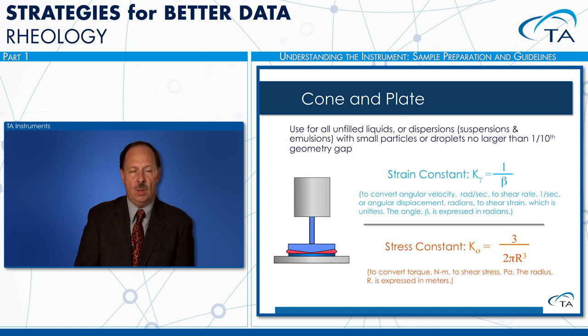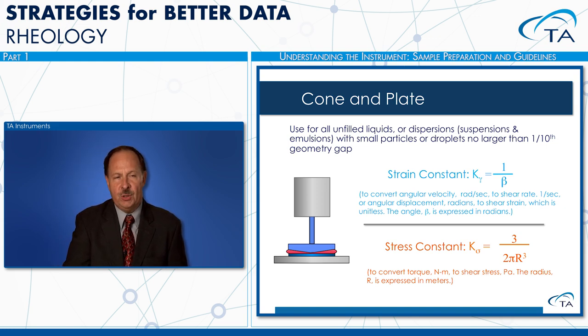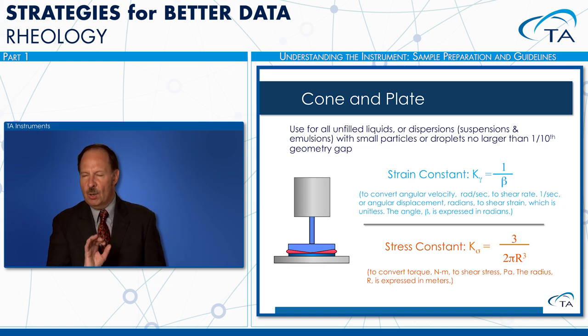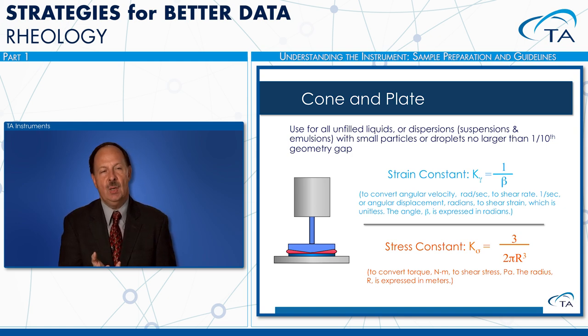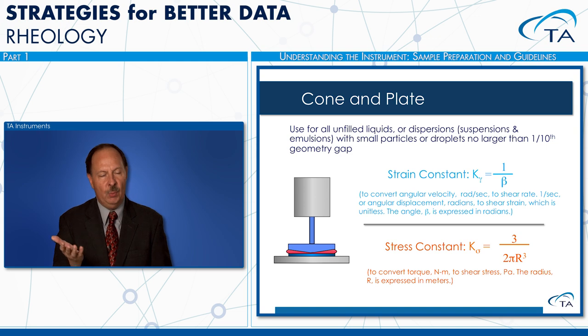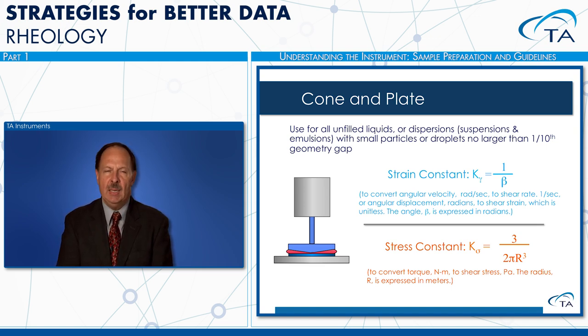Now we go to the cone and plate geometry, and for the strain constant, this is simply 1 over beta. And beta is the cone angle. These are typically 2 degrees, 1 degree, half of a degree. But if you're going to make the calculation of the strain and the strain rate constant, you need to convert that cone angle into radians. And in fact, a lot of the times with the ARES cone geometries, they'll give you the angle in radians, although most people are more used to looking at the angle in degrees.